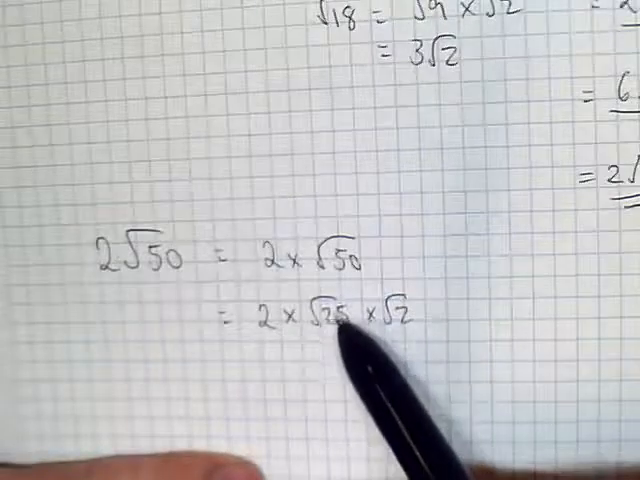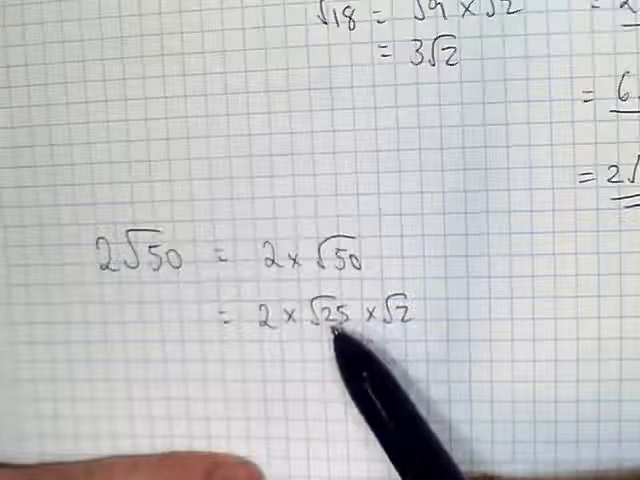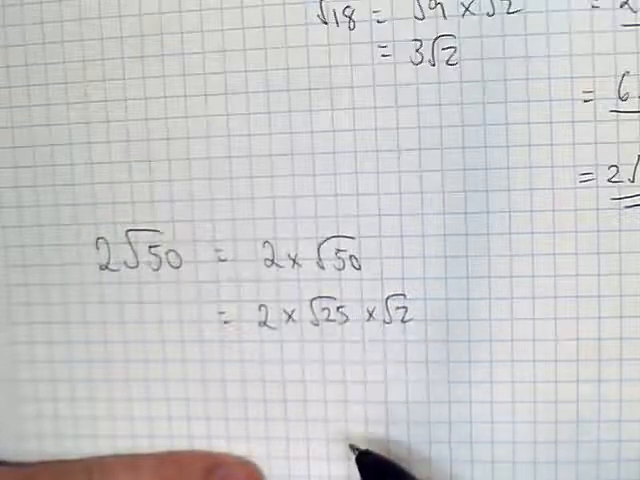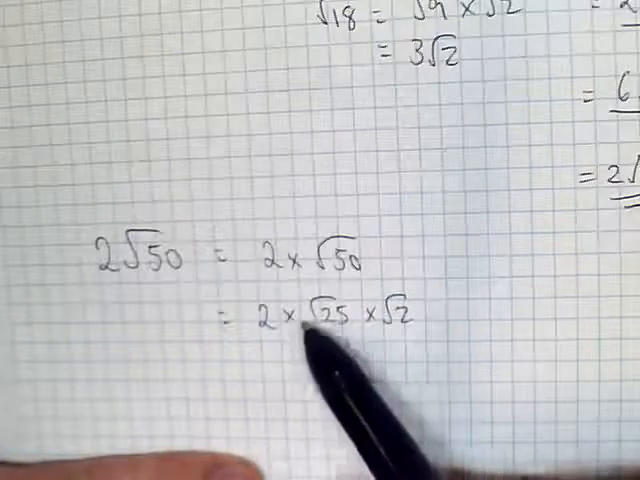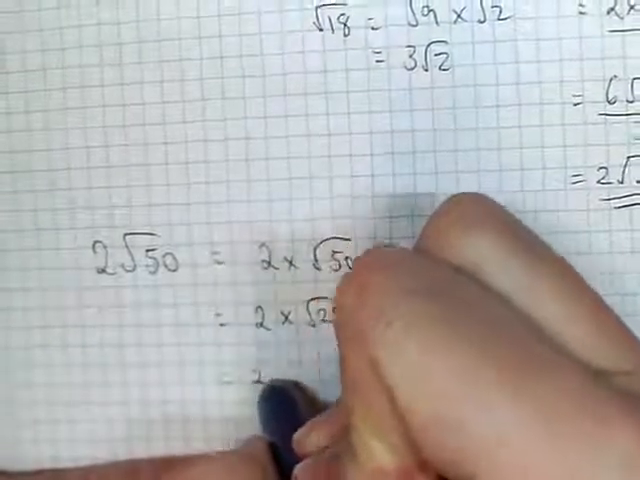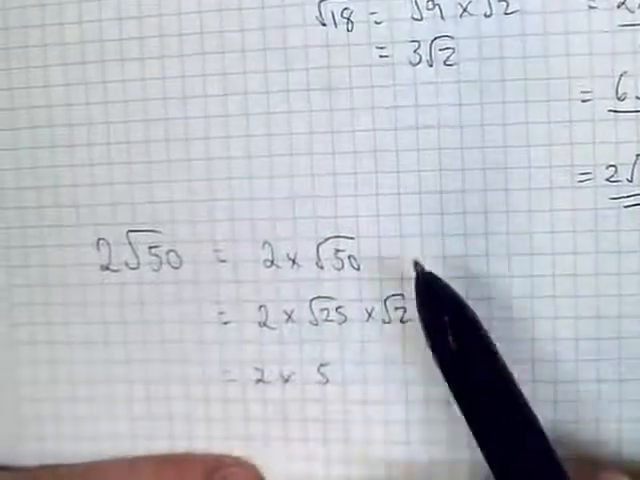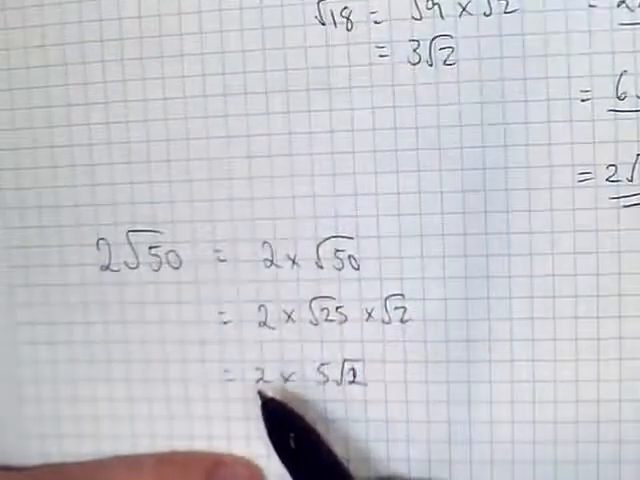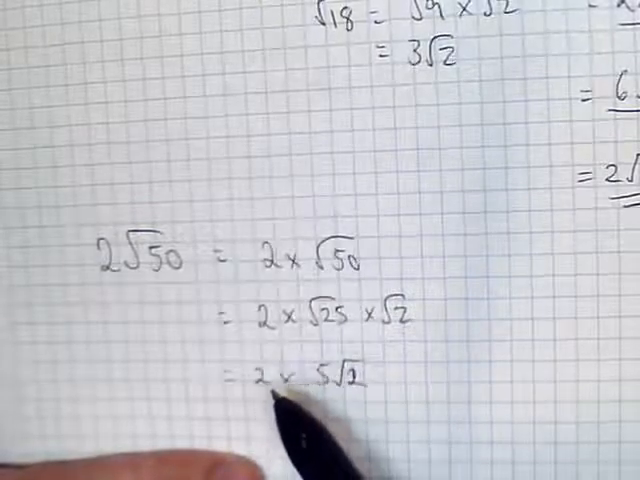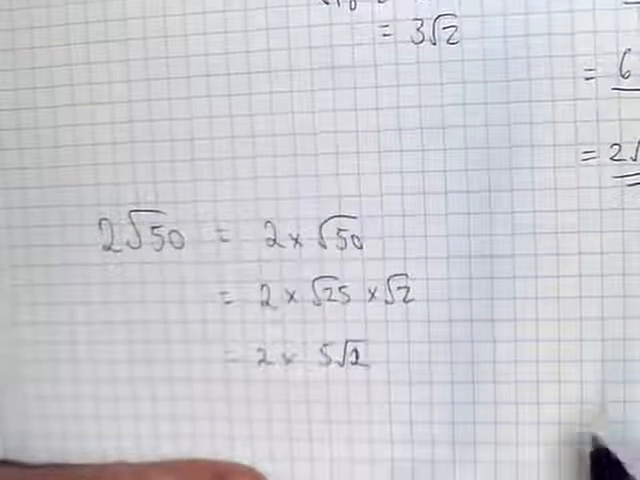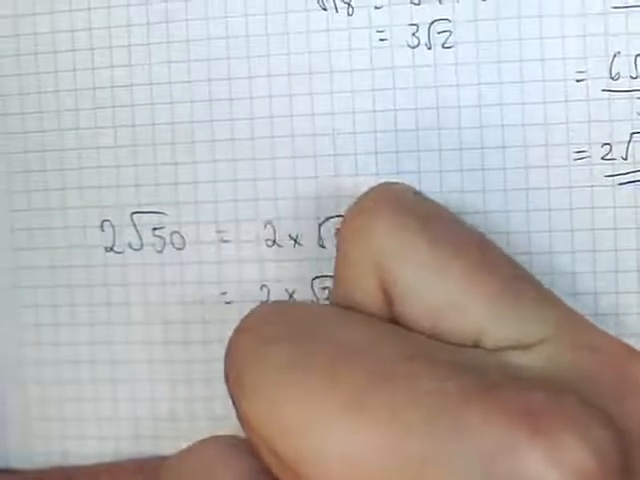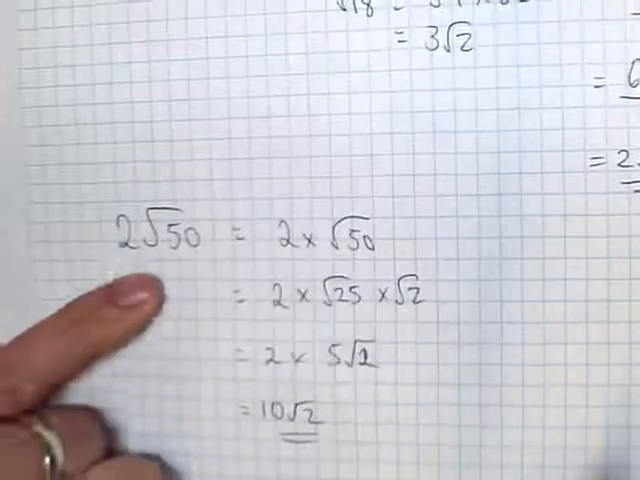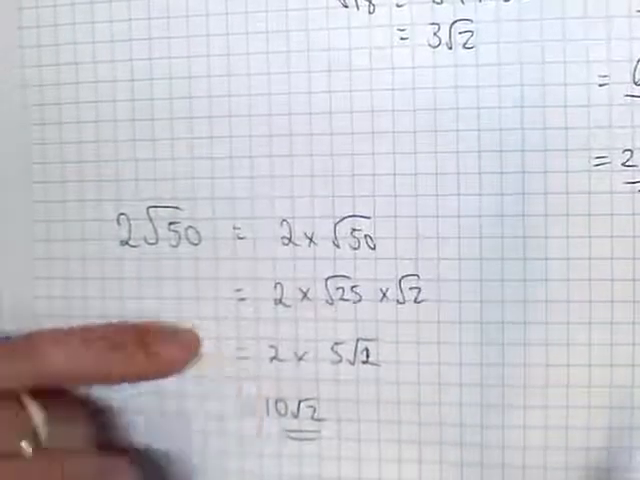Always write the square number first, because then we can cancel it down easily. So root 25 is 5. So I've got 2 times 5, lots of root 2. And like we've seen earlier, we've got numbers with times in them. So 2 times 5 is 10. So I get 10 root 2. So that simplifies to 10 root 2.